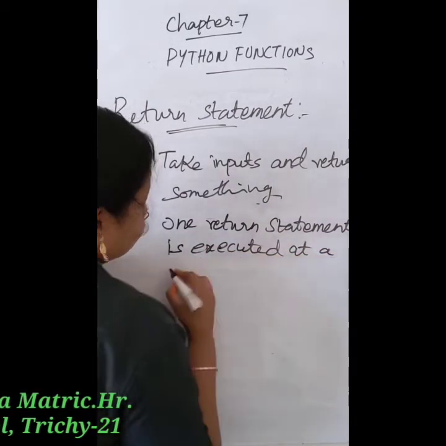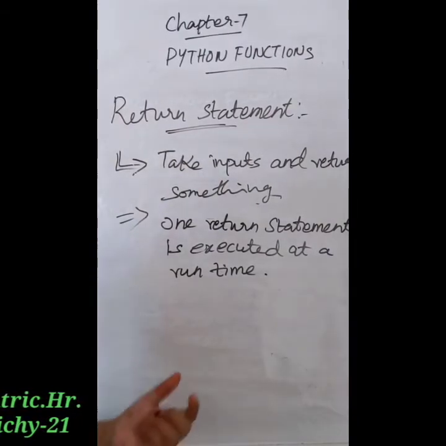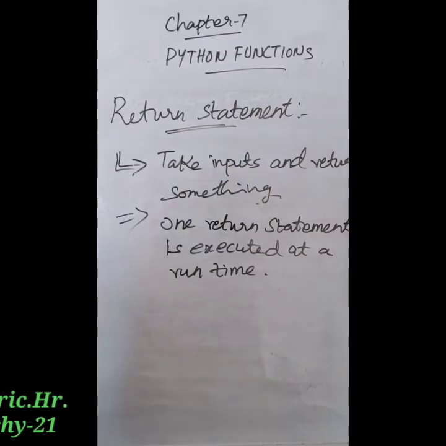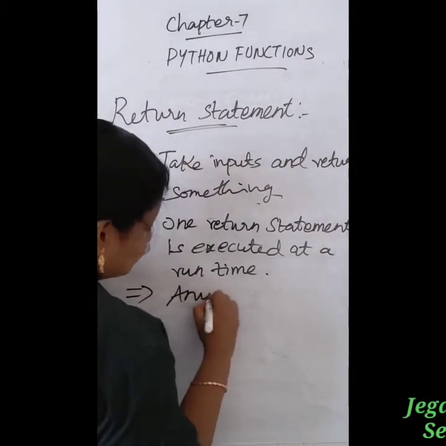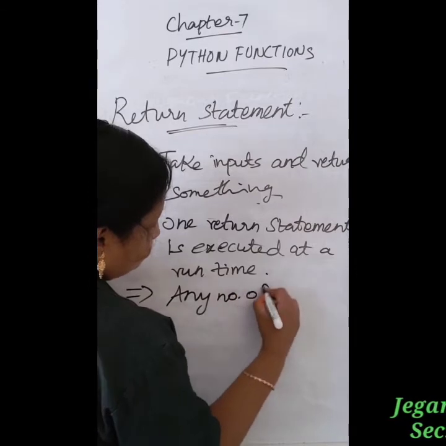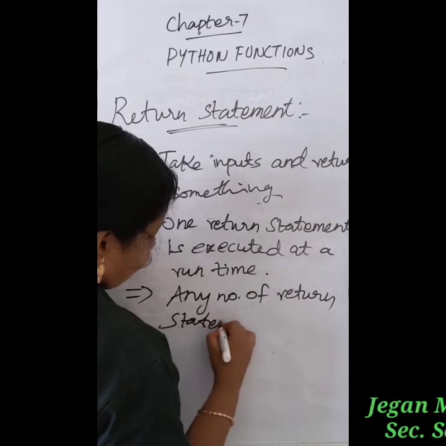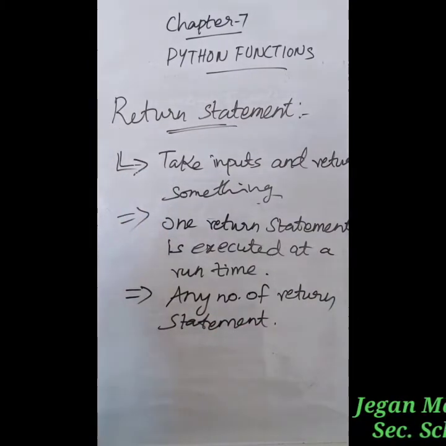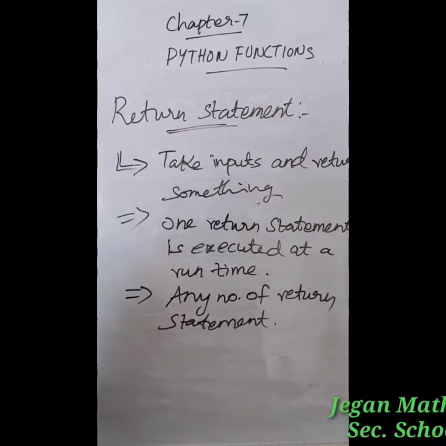So we can execute only one return statement. Even though the function contains multiple return statements, only one return is executed. Any number of statements are allowed in a function definition. We can have any number of return statements, but only one of them is executed at a time.